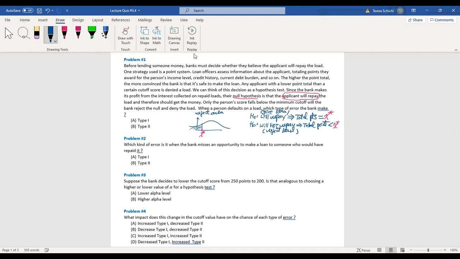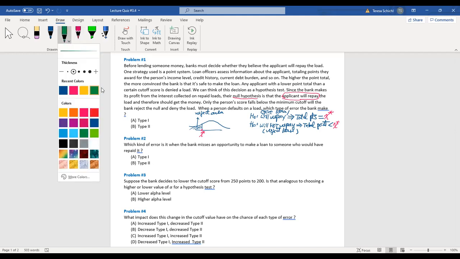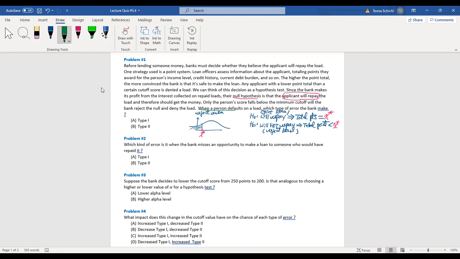All right, now let's take a look. This is very, very important. The question says, when a person defaults on a loan, what type of error does the bank make? See here, default. So let's translate it to H0 and HA. Default means HA is true.